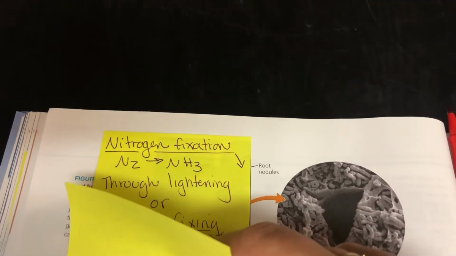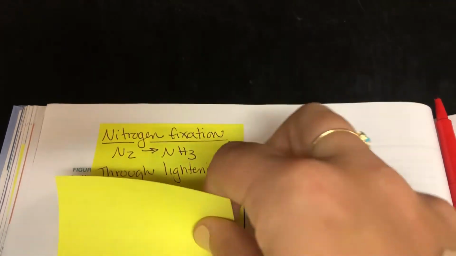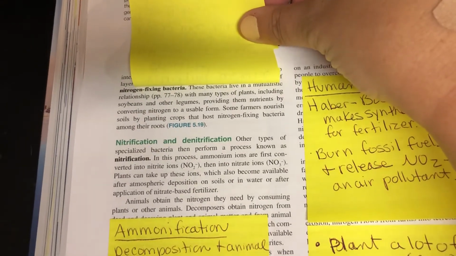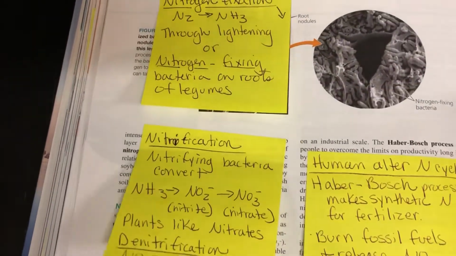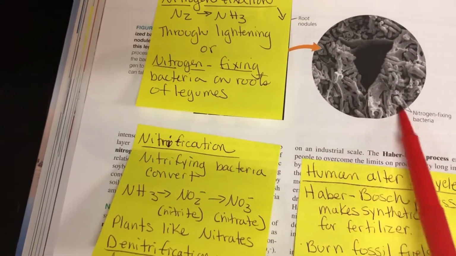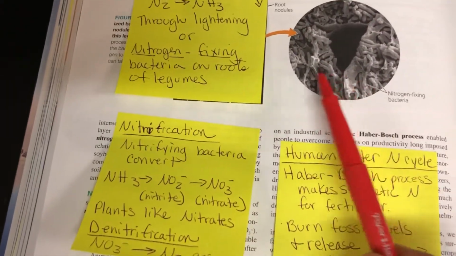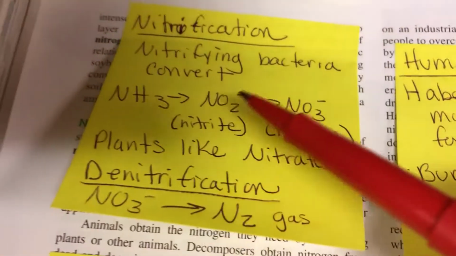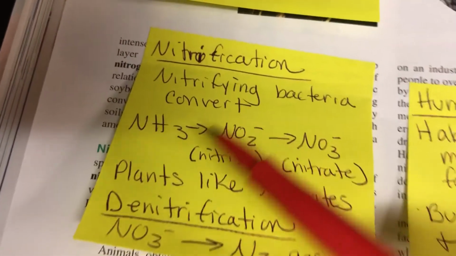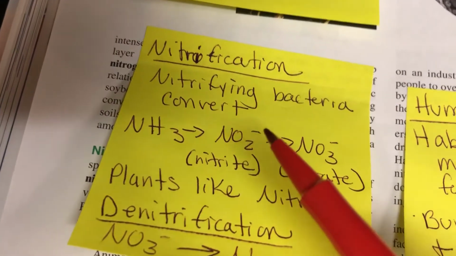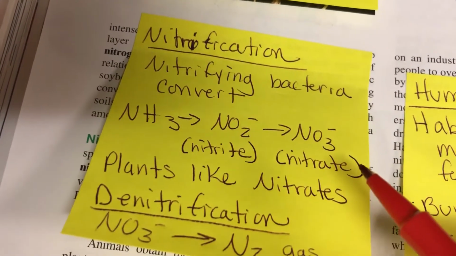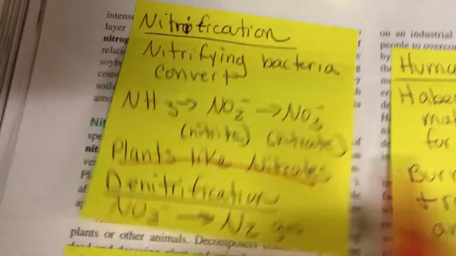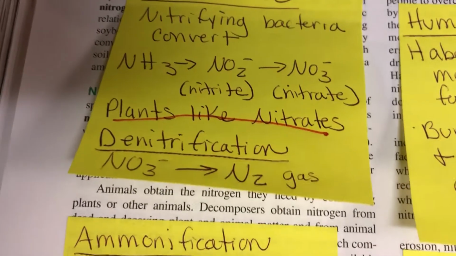All right, as I'd mentioned down here in your textbook. It happens in a legume, so if you look at this lovely picture here, here's your little nitrogen fixing bacteria. So nitrification, this is when you convert your NH3 to NO2 to nitrite and then eventually to nitrates. Okay, and your plants like nitrates. That's their goal.